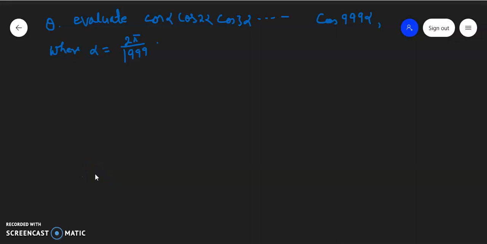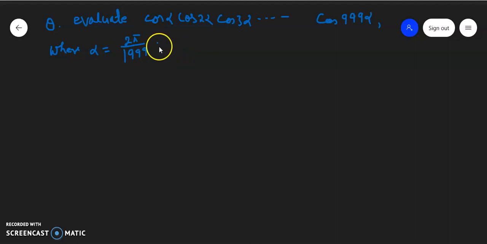Evaluate cos alpha, cos 2 alpha, cos 3 alpha, and up to cos 999 alpha, where alpha is equal to 2 pi by 1999. When you look at this question, double of 999 will be 1998, right? So this series can be grouped to give you the sin 2 alpha formula. Sin 2 alpha is 2 sin alpha cos alpha.